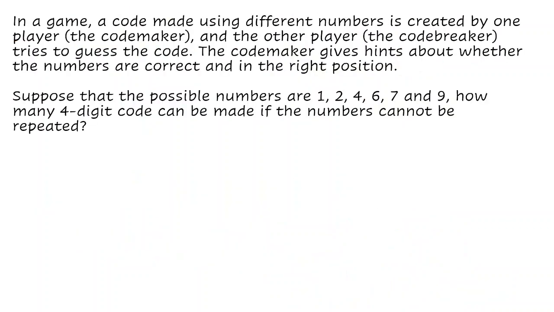So, another problem. In a game, a code made using different numbers is created by one player, the code maker. And the other player, the code breaker, tries to guess the code. The code maker gives hints about whether the numbers are correct and in the right position. Suppose that the possible numbers are 1, 2, 4, 6, 7, and 9. How many 4-digit code can be made if the numbers cannot be repeated?